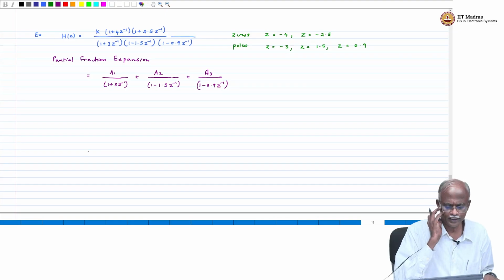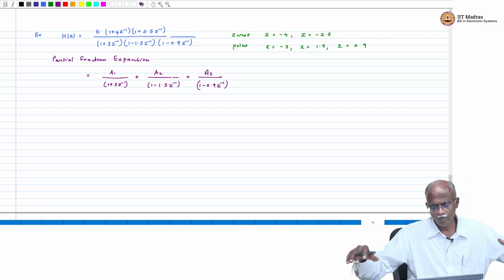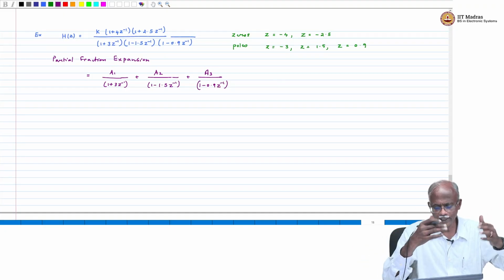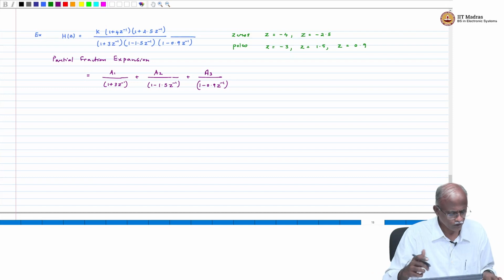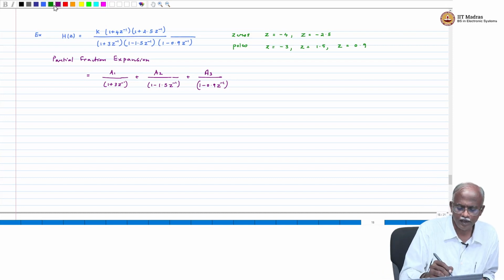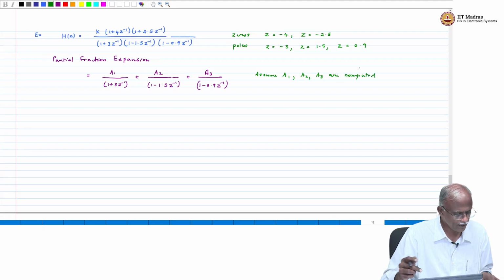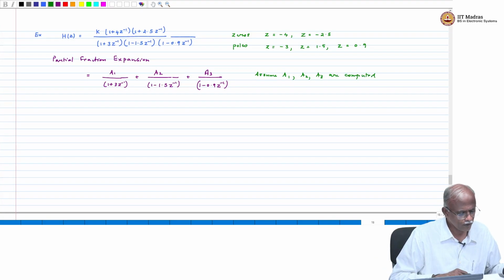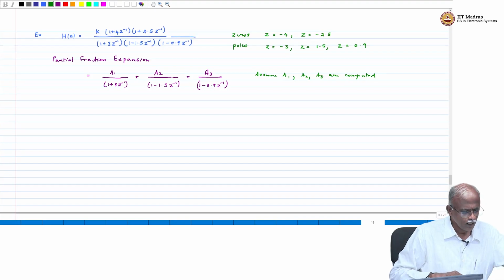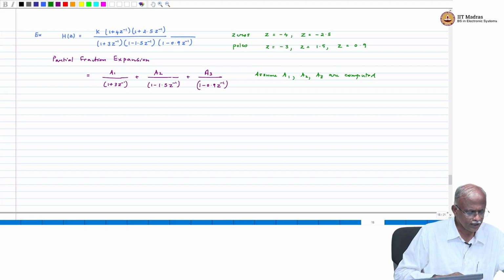Basically, in partial fraction expansion, you take the common denominator and cross multiply, and then you will get equations for a1, a2, a3, and then you can solve. So we will assume that a1, a2, a3 are computed. They will be some constant values, so they won't affect our decision.